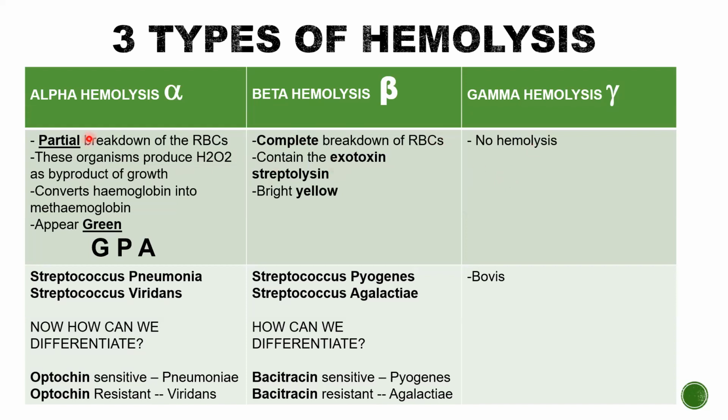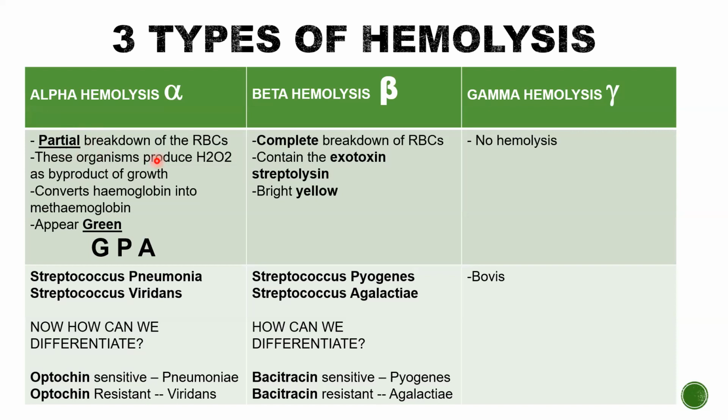So the partial breakdown of red blood cells is because they produce hydrogen peroxide. These organisms that are alpha hemolytic produce hydrogen peroxide as a byproduct of growth. So as they're growing and metabolizing, they produce hydrogen peroxide. What does this hydrogen peroxide do? It starts breaking down certain parts of the red blood cell, not the entire red blood cell, just certain parts of the red blood cell. That's why we say partial.